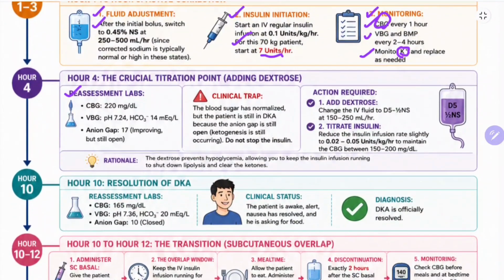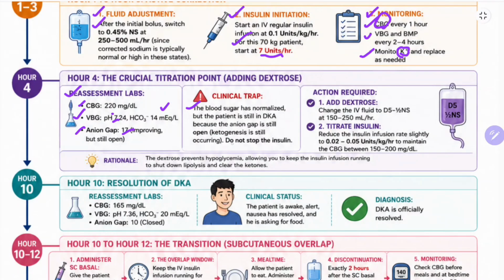At 4 hours. Okay, so now the current blood glucose is 220, which is less than 250. VBG shows pH is 7.24, patient is improving. Bicarbonate is 14, okay, improving. Anion gap is 17, improving, but still it is open. The clinical trap: blood sugar has normalized, but the patient is still in DKA. See, the pH is still low, bicarbonate is still low, anion gap is still high. So still the patient is in DKA, but sugar is normalized.